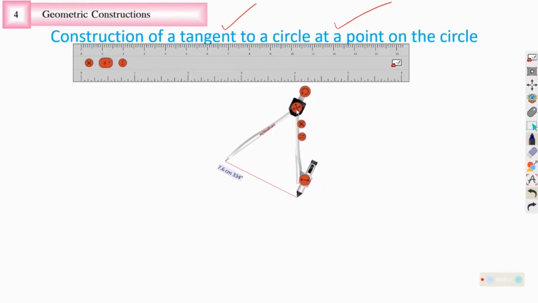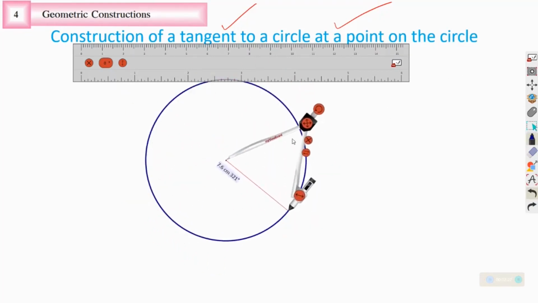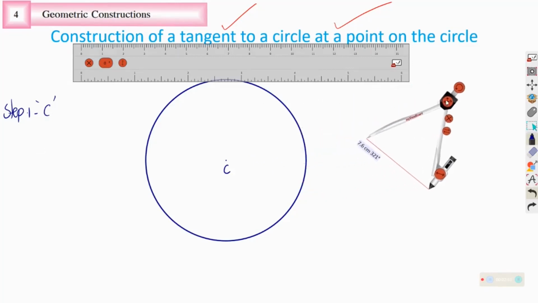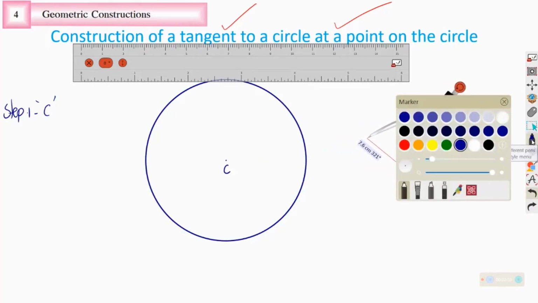So the first step is drawing a circle. You will do it first of any radius and mark the center as C. That is step 1, where a circle is drawn with center C. Now I wish to draw a tangent at this point. To show it to you, I will make it big.